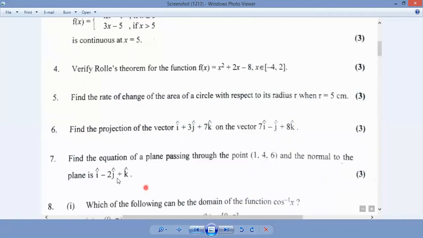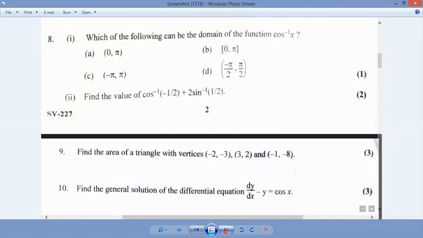Now the seventh question we have already done. Now let's move on to the eighth question.